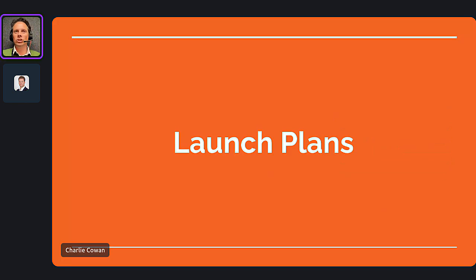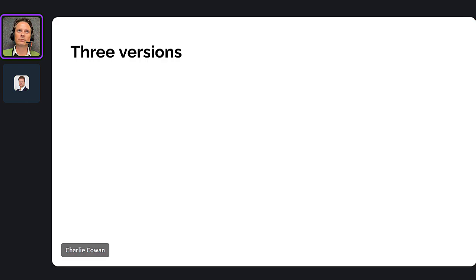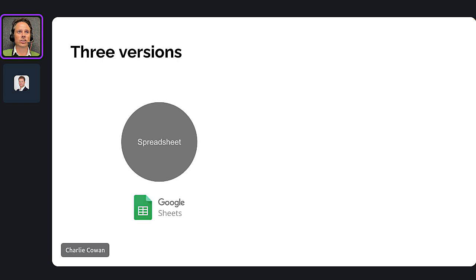So let's talk about launch plans and how we go about creating one and some different variations. There are 3 different types that I'm going to walk you through, and they come with increasing levels of complexity but also with increasing levels of value to your customer. The first I'm going to show you is building it in a spreadsheet. And this is probably familiar to what you might be creating already. I'll do it in Google Sheets. You might do it in Excel.